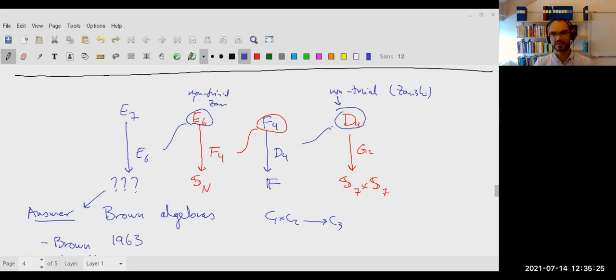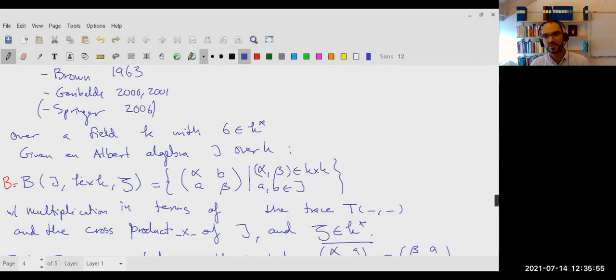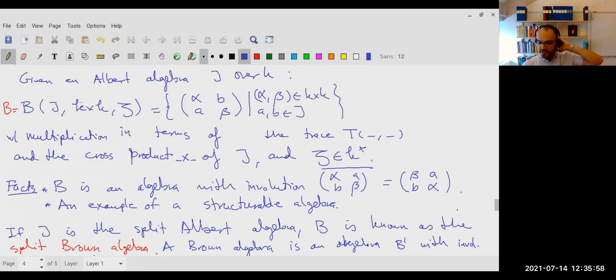For these two types, their automorphism groups over fields are E6 of type one, E6-1 and E6-2. And over fields, any E7 with trivial Tits algebras arises as the invariance group of some Brown algebra. But there is some subtlety. I'm now considering only the first type of Brown algebra.